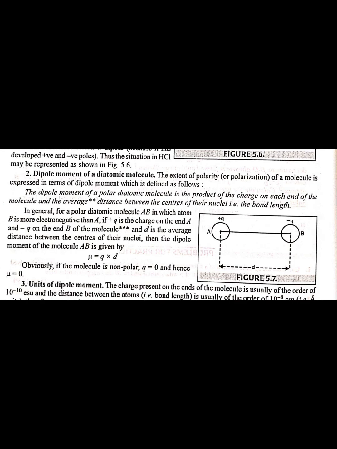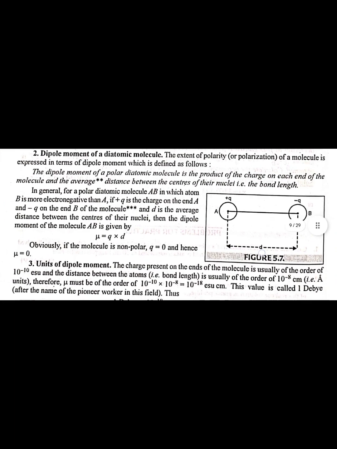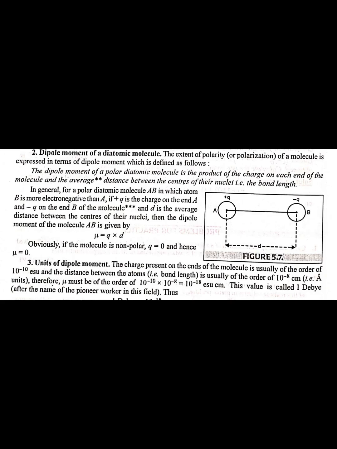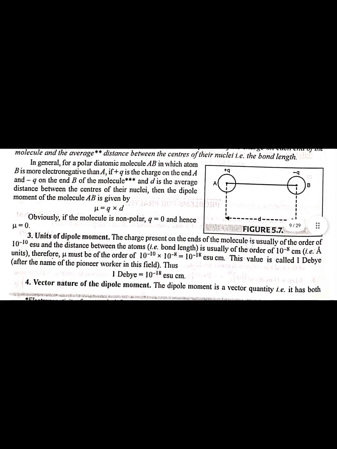Dipole moment of a diatomic molecule. The extent of polarity or polarization of a molecule is expressed in terms of dipole moment, which is defined as follows. The dipole moment of a polar diatomic molecule is the product of the charge on each end of the molecule and the average distance between the centers of their nuclei, that is, the bond length.